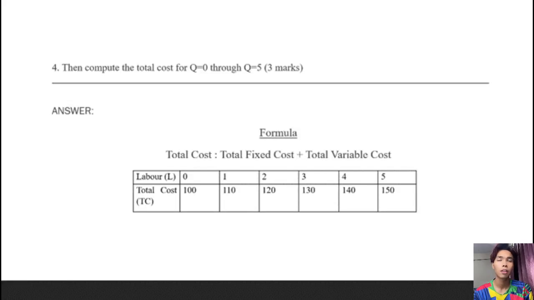So number 4, compute the total cost for Q equals 0 through Q equals 5. Based on the formula, we have total cost equals total fixed cost plus total variable cost. So for the labor, we have 0, 1, 2, 3, 4, 5. And for total cost, we get 100 for 0, 110 for 1, 120 for 2, 130 for 3, 140 for 4, and 150 for 5.